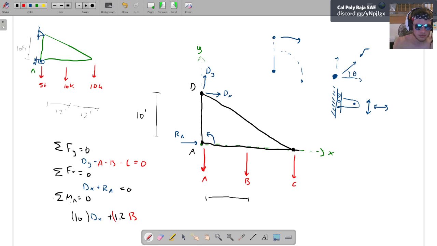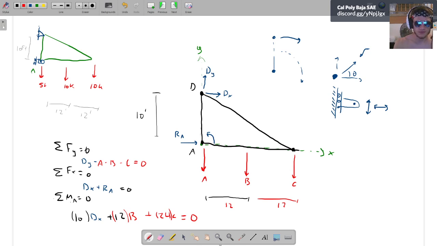12b plus 24c. Remember that was another 12. 12 equals 0. 24 times c. So let's grab out our handy dandy calculator.